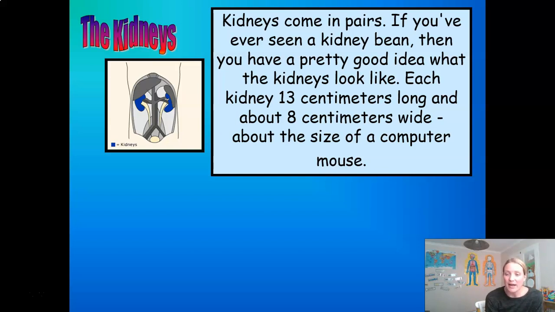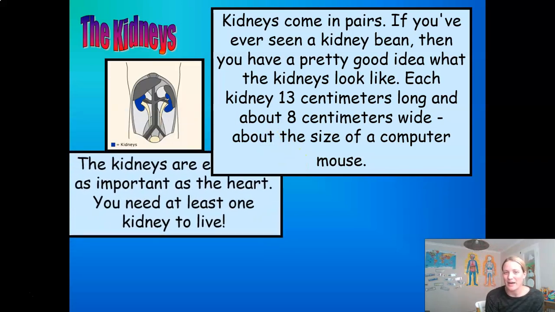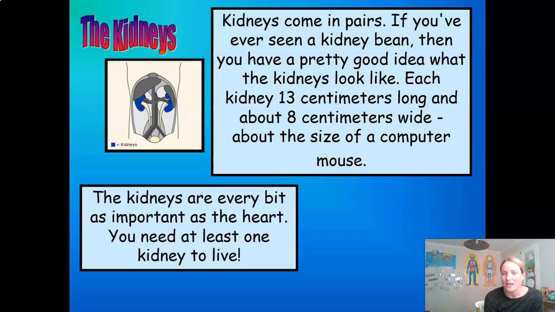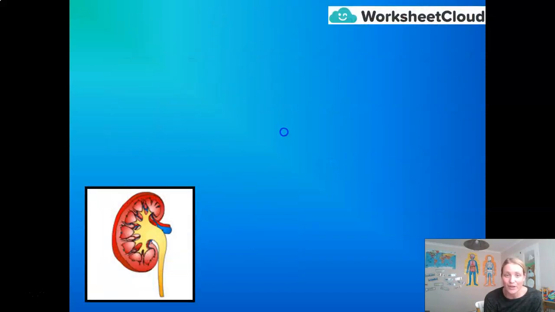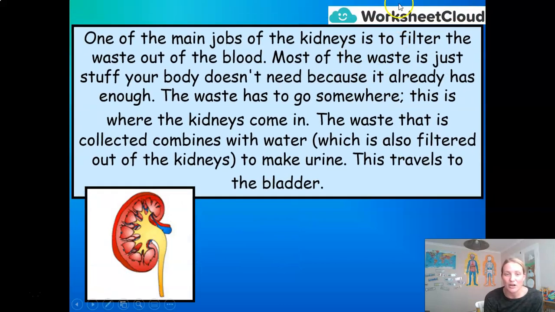Each kidney is about 13 centimeters long and about 8 centimeters wide. My best way of comparing it would be to a computer mouse. That's about the right size and shape. They're every bit as important as your heart, and you need at least one kidney to be alive. So there's a little picture of a cross-section of what a kidney looks like.